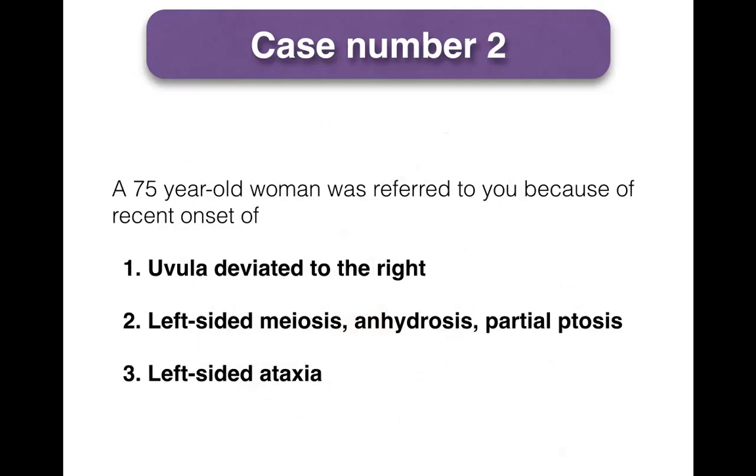Right, so let's move on to another example here. Simply use the technique that I have taught you and you will be able to localize this lesion. So here, a 75-year-old woman was referred to you because of recent onset of uvula deviated to the right, left-sided miosis, anhidrosis, and partial ptosis, and left-sided ataxia.